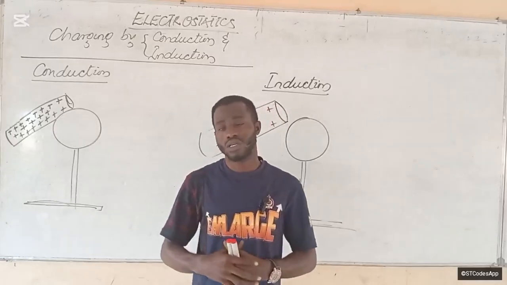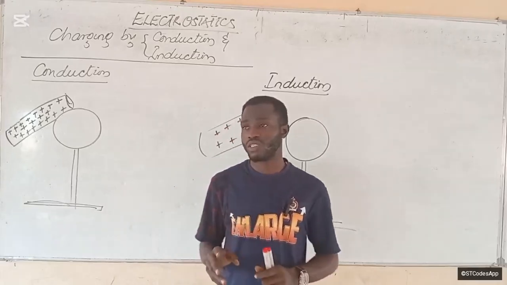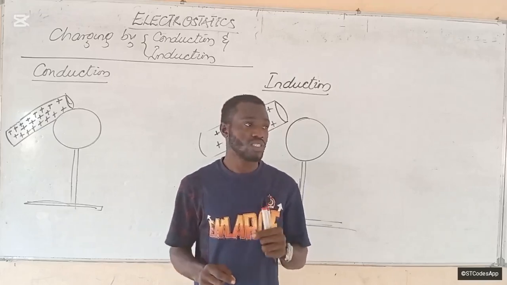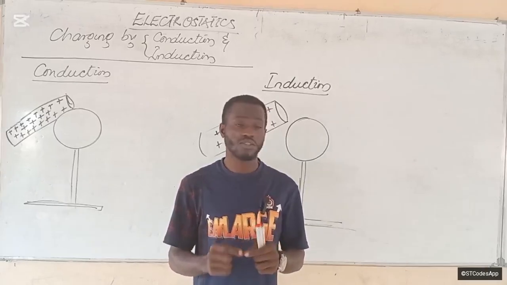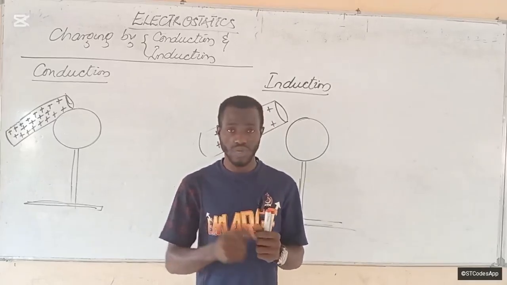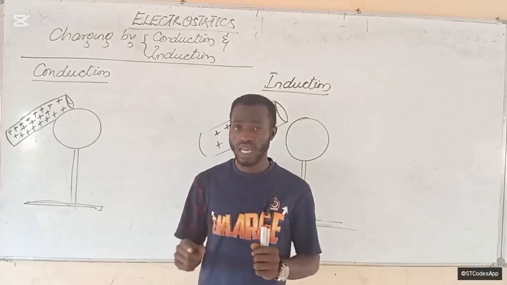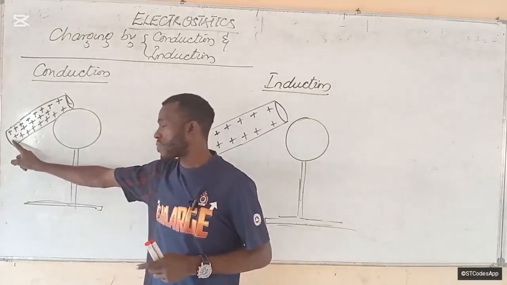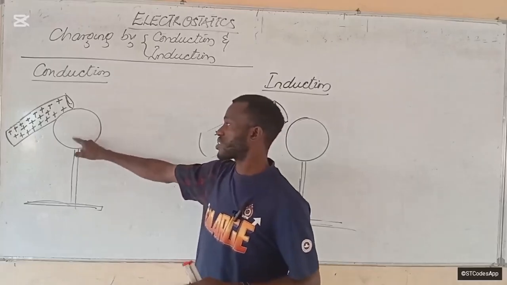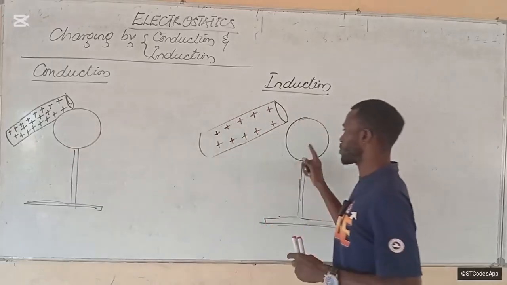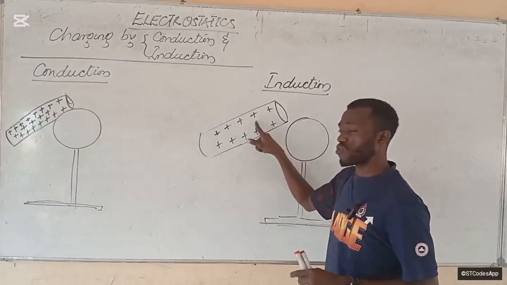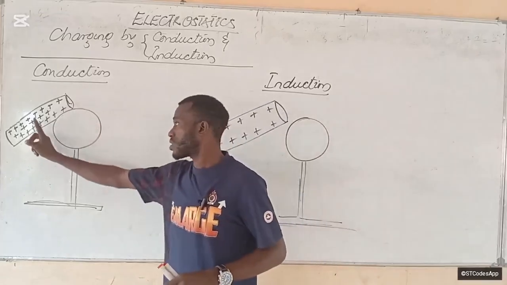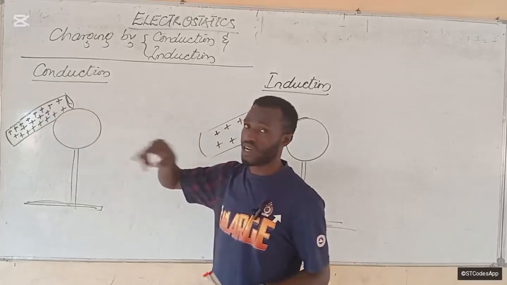Now let's talk about conduction. Conduction is the type of charging that requires contact. Notice there is no friction here, no rubbing against each other. All that needs to be done is contact between the charged body and the body that is to be charged. In this case, this sphere is to be charged, and this rod here is charged. Both of them are conductors. This rod is charged, this one is to be charged.